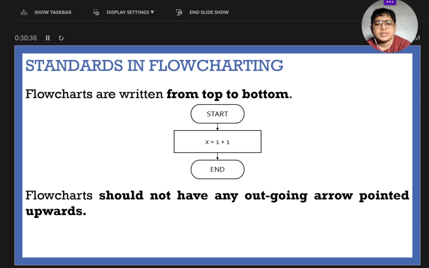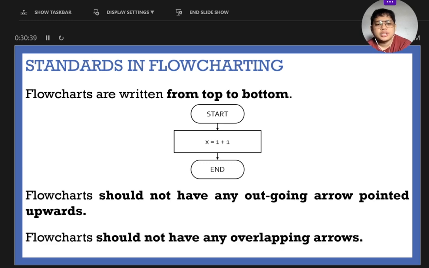Next, flowcharts should not have any overlapping arrows. This is for emphasizing clarity. Overlapping arrows create ambiguity in the direction of the arrows and the respective symbols they intersect. Learning flowcharts is powerful as it can enhance problem solving, communication, process improvement, and software development. By using flowcharts, we can create more efficient, effective, and well-documented processes.